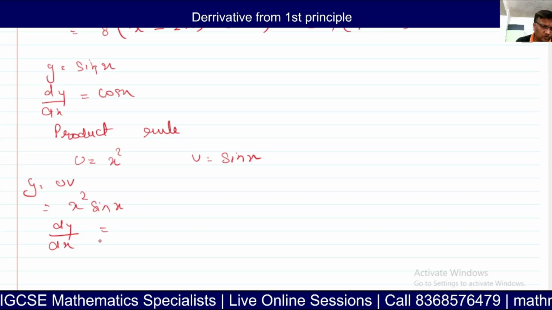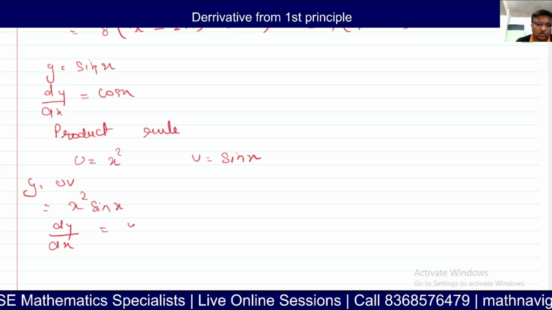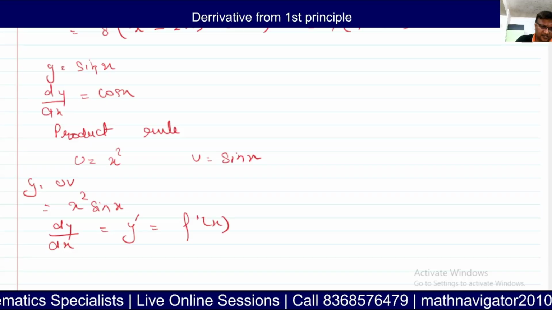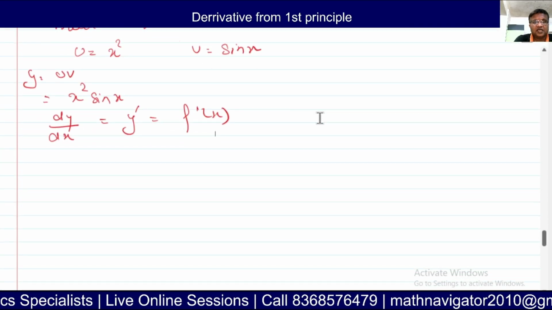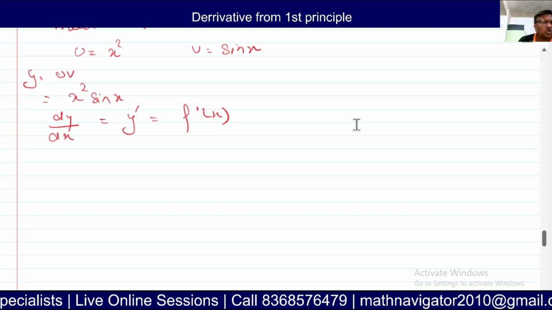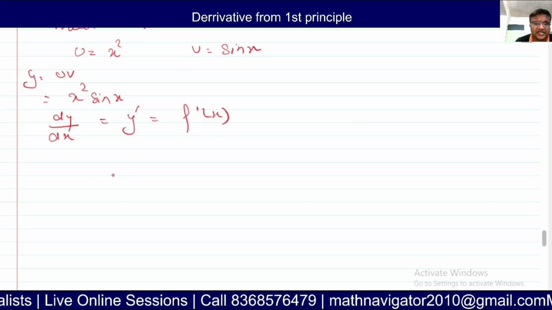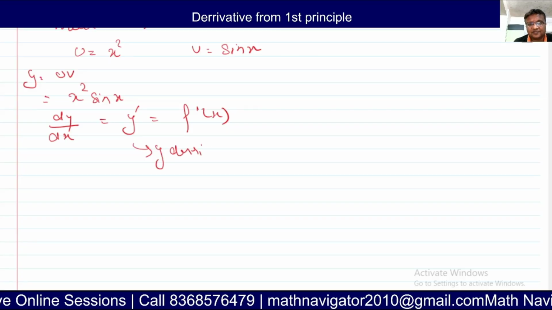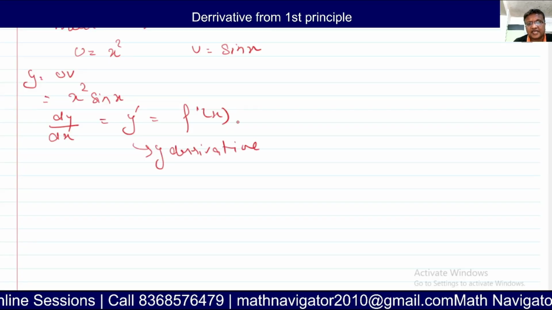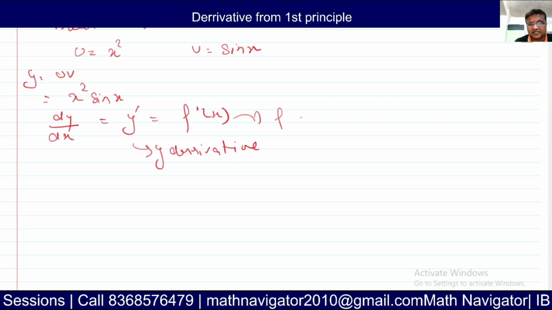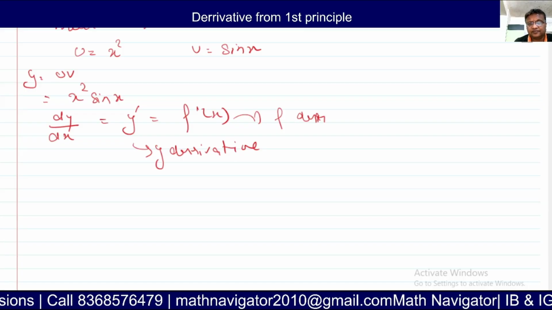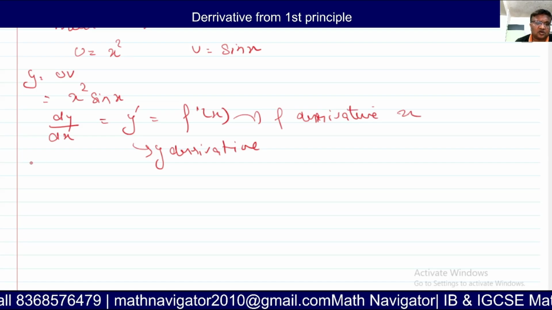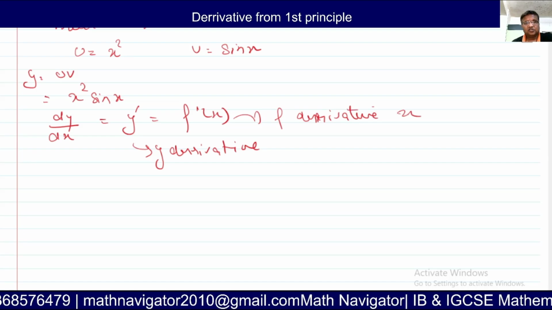One more thing I want to tell you: if you write dy by dx, or y derivative, or f derivative x, these three mean the same thing. Got it? Because it's a shortcut. This is read as y derivative. This is read as f derivative x. And this, you know what this is called, dy by dx.